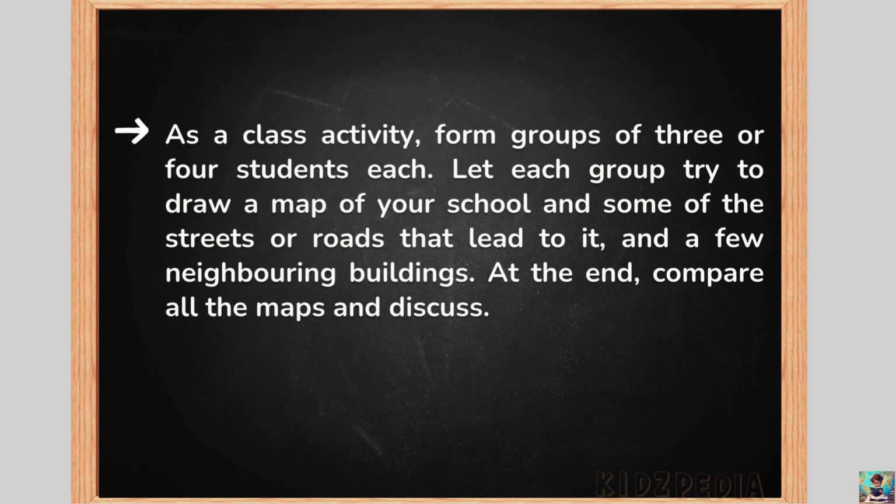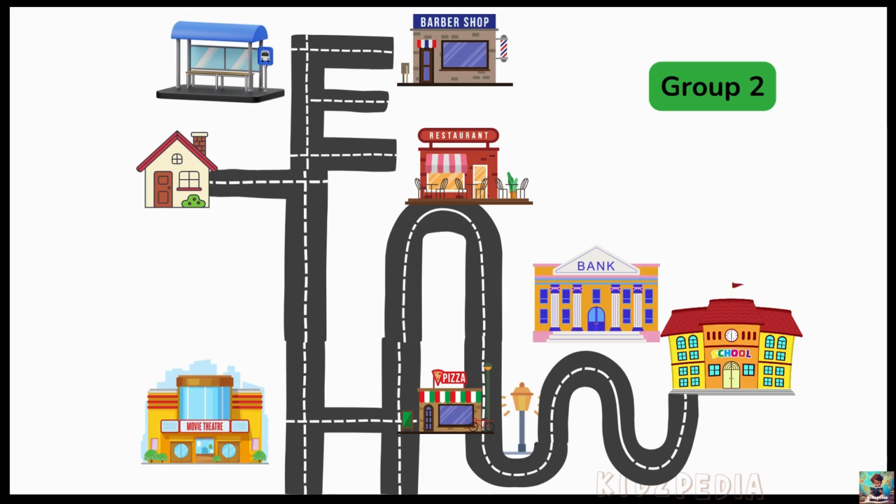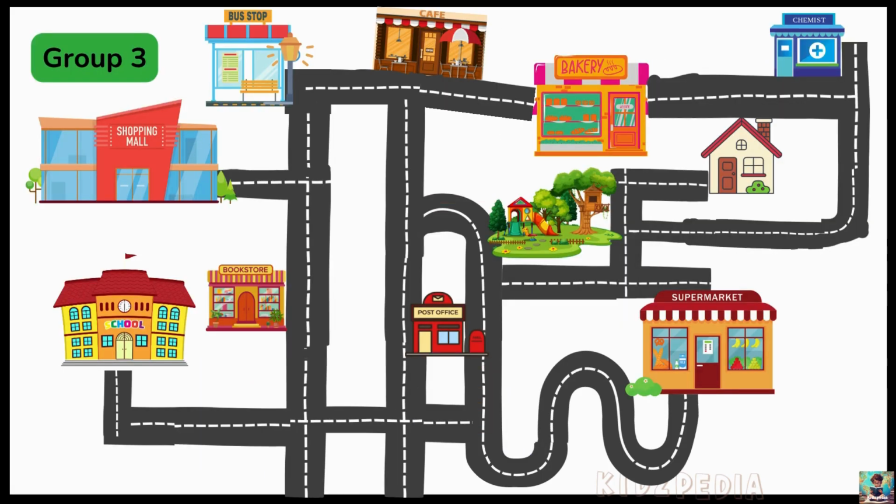So you need to form a group of 3 or 4 students. Each group will work together to draw a map. You need to draw a map of your school. Include some streets or roads that lead to the school. Add a few neighboring buildings like houses, shops, parks, or anything nearby. Use simple symbols or pictures to show buildings, roads, trees, etc. After everyone finishes, compare all the maps. Talk about what is similar and what is different.